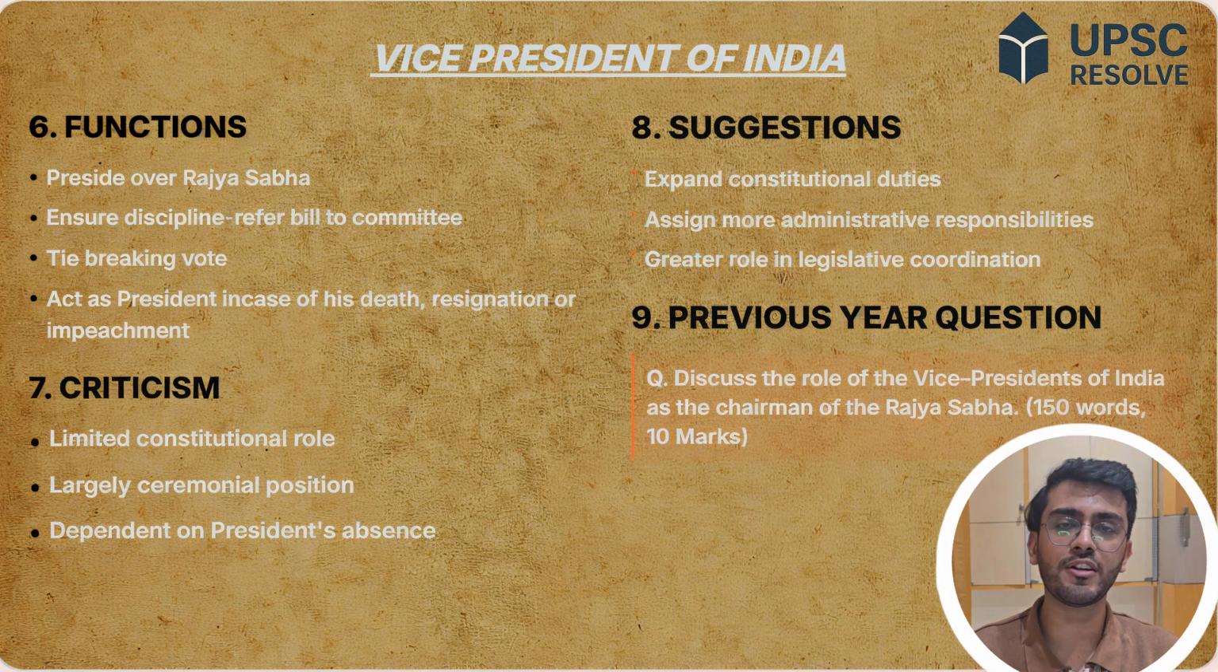Then another thing, what are the functions of vice president? The vice president performs a very important function of presiding in the Rajya Sabha. Then he ensures that there is discipline in the Rajya Sabha. He refers the bill to the committee. Then he votes in the case of a tie-breaking vote. Remember, he votes if there is a tie. Then he acts as president. If the president is removed or has resigned, he also acts as president.